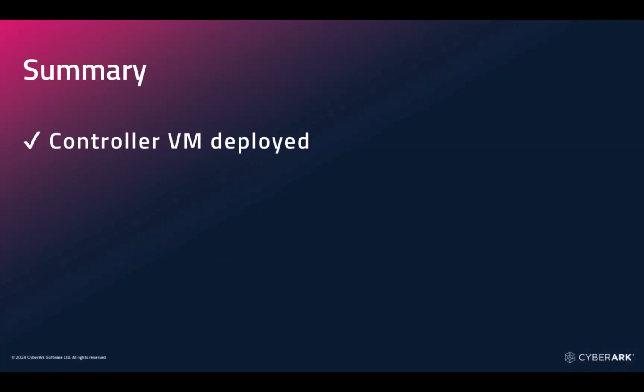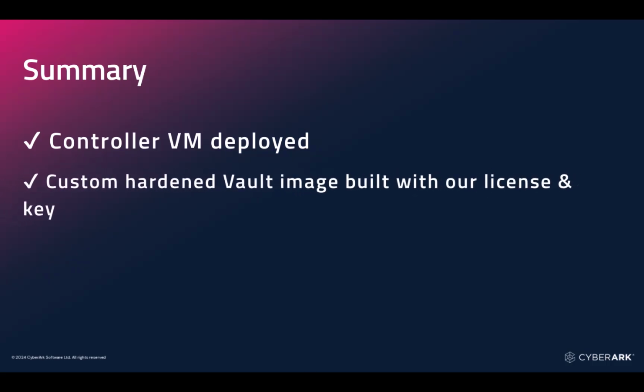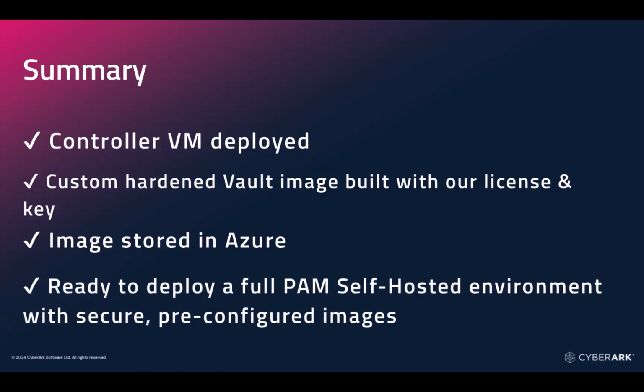So to summarize, we have successfully deployed a controller VM, used it to configure and build a custom hardened Vault image using our own license and key, and stored that image in our Azure environment. With this custom image, along with the images for other PAM components, we can now move on to the next phase, deploying a full PAM self-hosted environment using these pre-configured secure images.